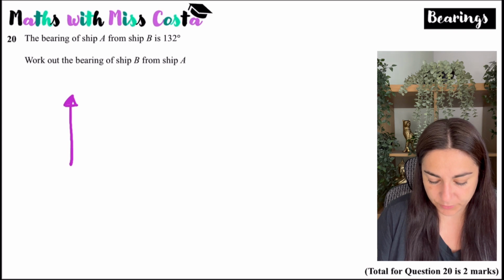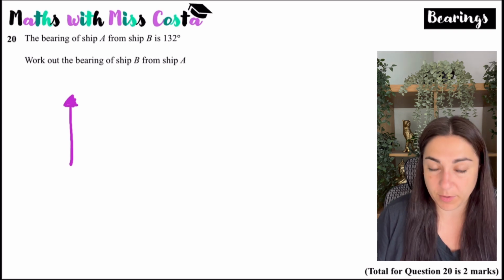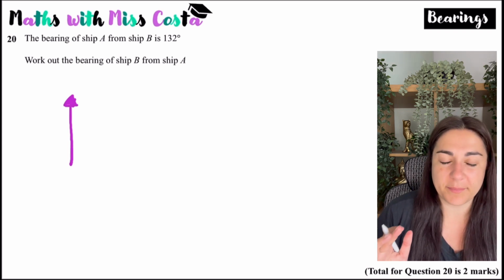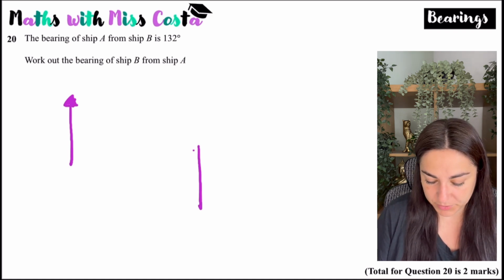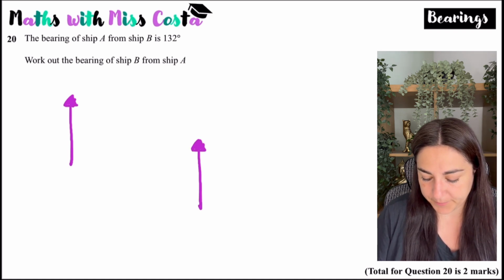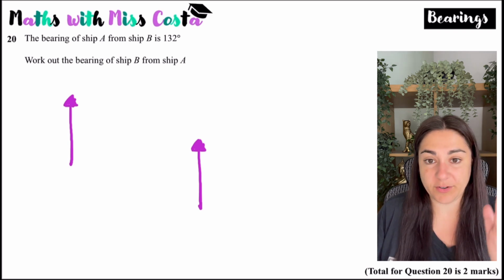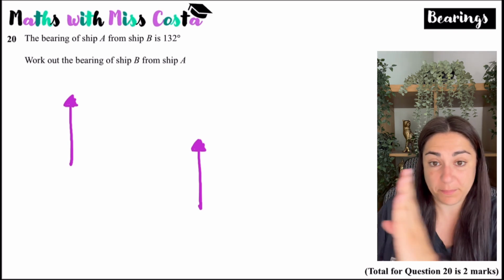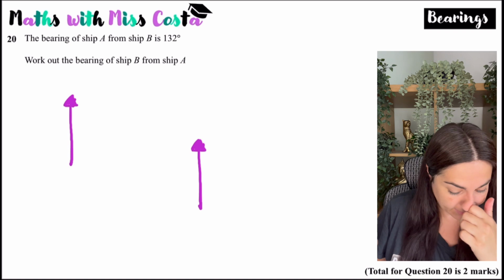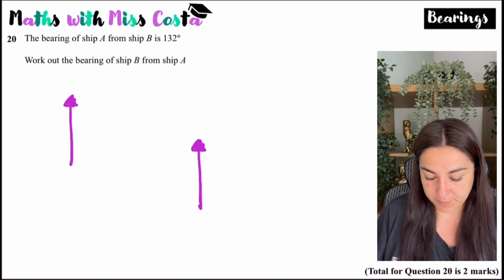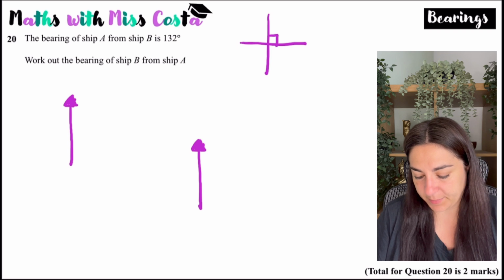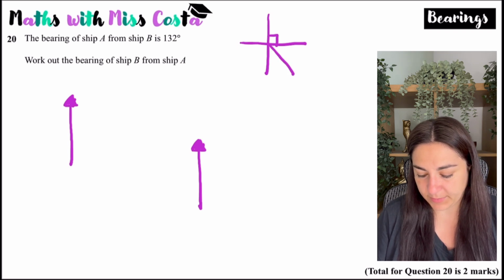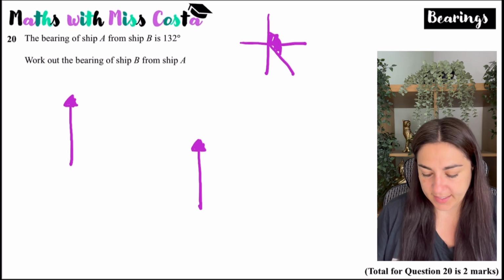So let's just draw two due north signs. With bearings, it all stems from the knowledge of parallel lines. That's why we always start from due north, because if we do that, then all of our bearings are going to be parallel, and we can use the knowledge of parallel lines. We know that 90 degrees would be here, and 132 degrees would be something like this.